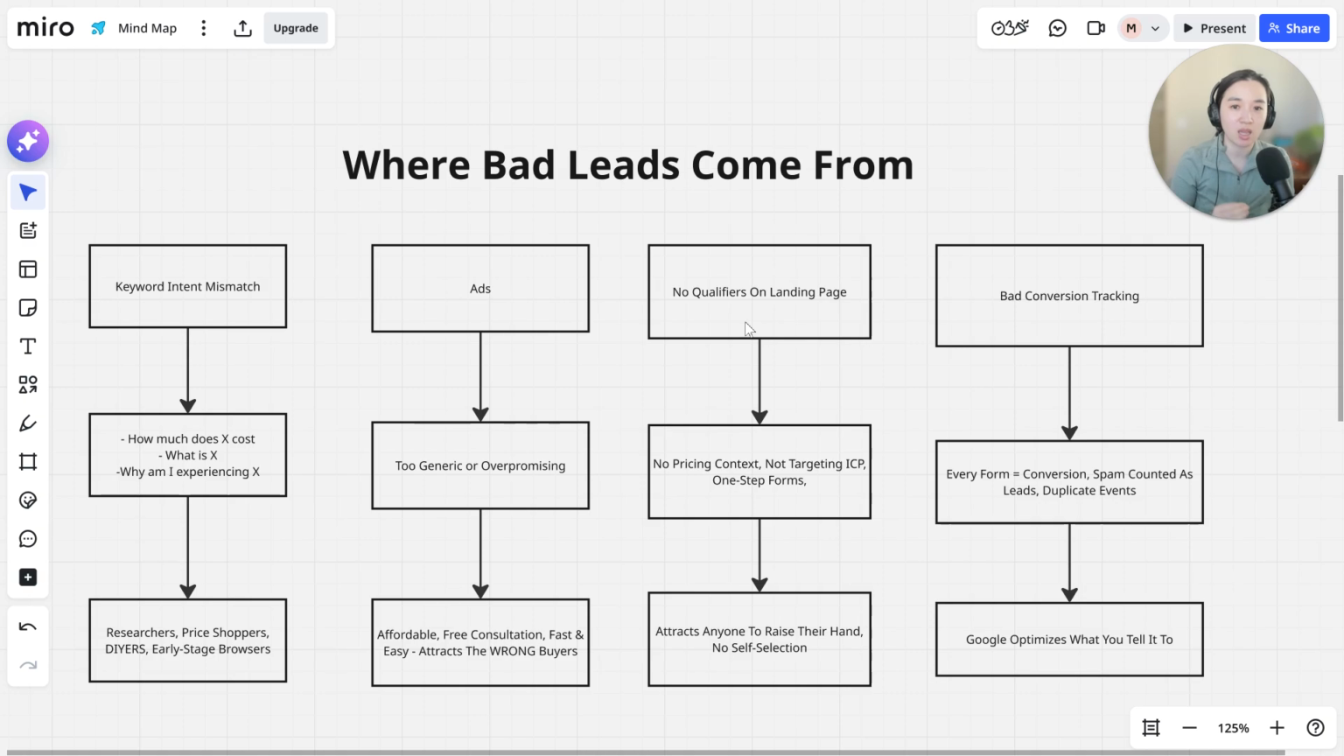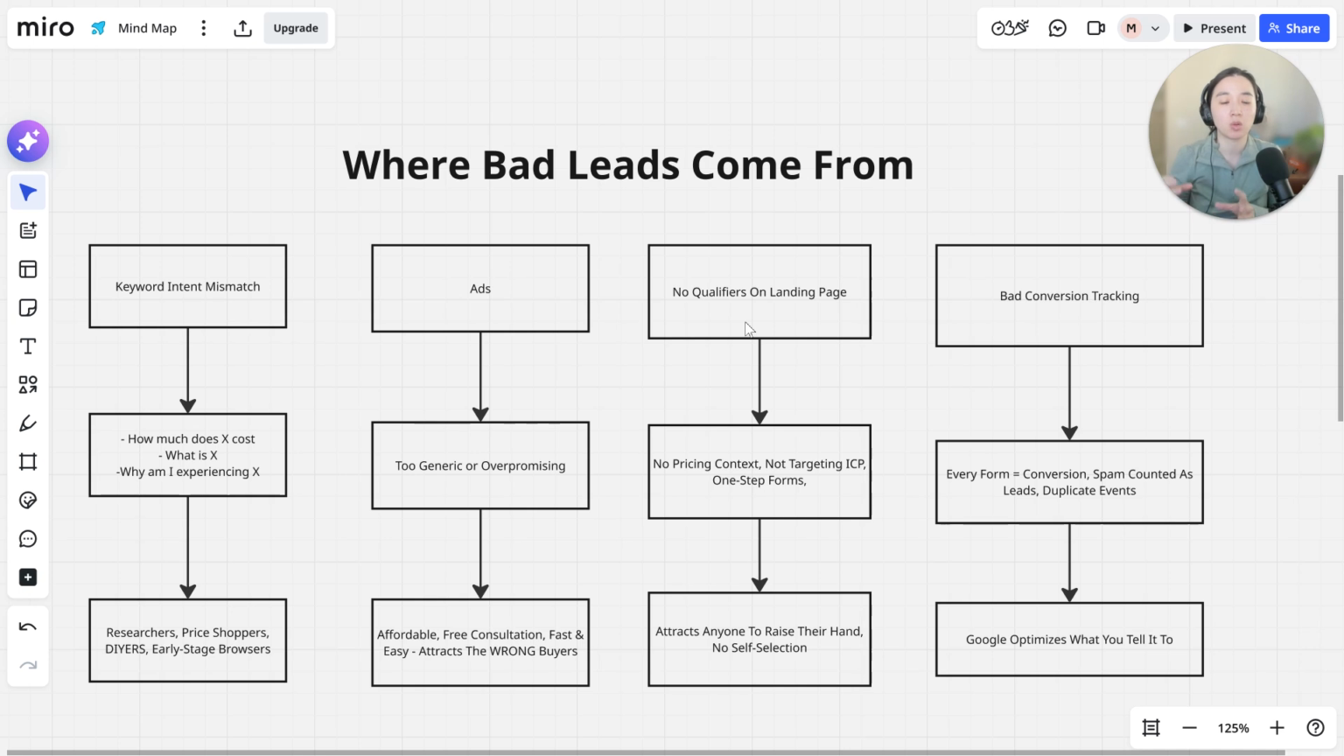And the last thing that I want you to look at is your conversion tracking. Usually bad leads could potentially be coming from bad conversion tracking. You have conversion tracking that's tracking every single form, duplicate events, spam counted within the leads, and that actually is feedback that's fed back into Google's AI and the algorithm in order to give it a signal so that it can go out and find you more of these duplicate events, spam leads, and so forth.